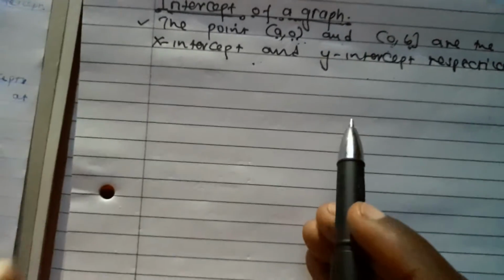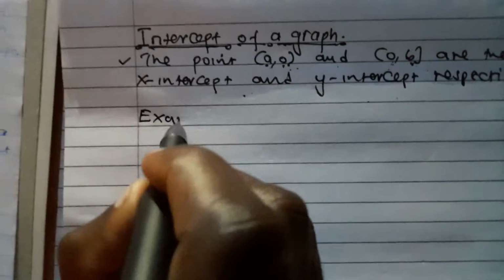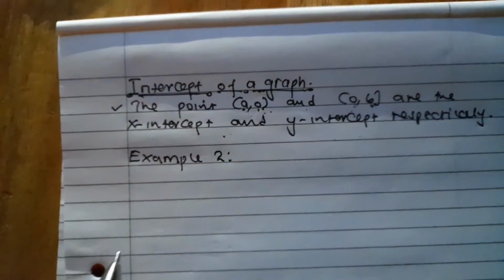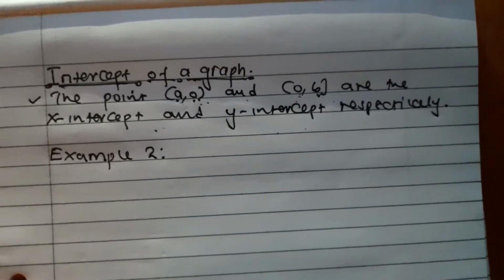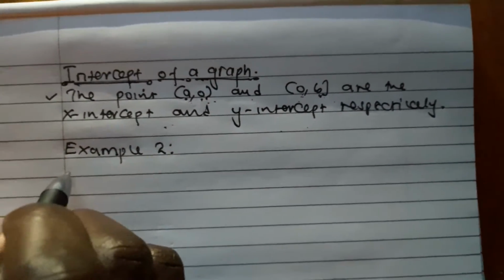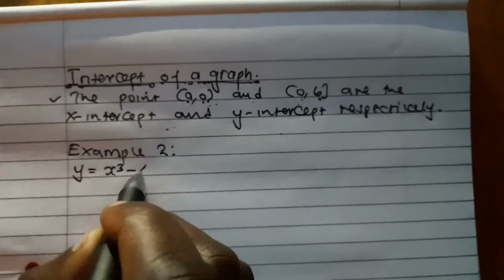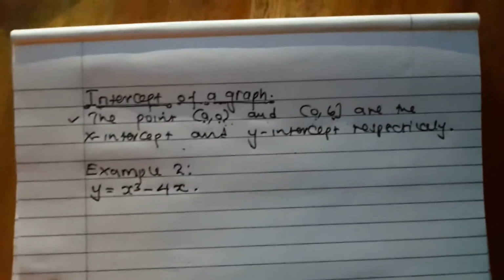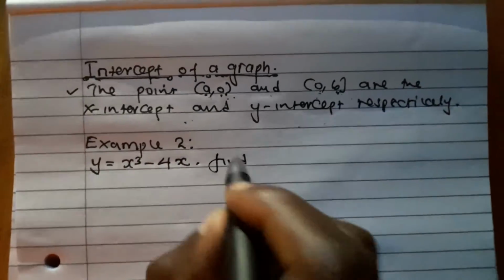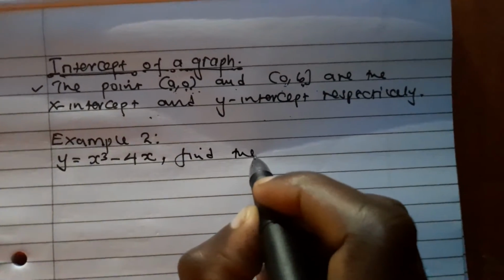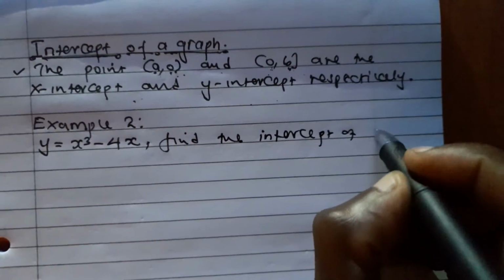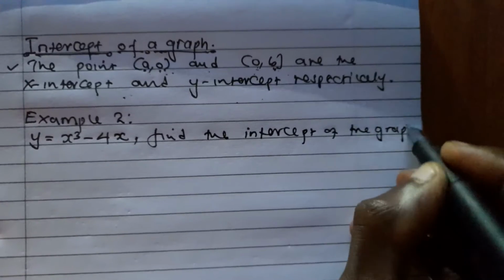And since we have not much to discuss about the intercept of a graph, we will go ahead and have an example and see how we can determine the intercepts. We can call this example 2. So suppose we have a function y is equal to x cubed minus 4x, and we are told to find the intercept of the graph of this particular equation.